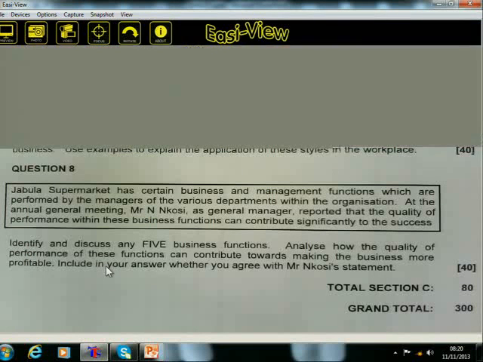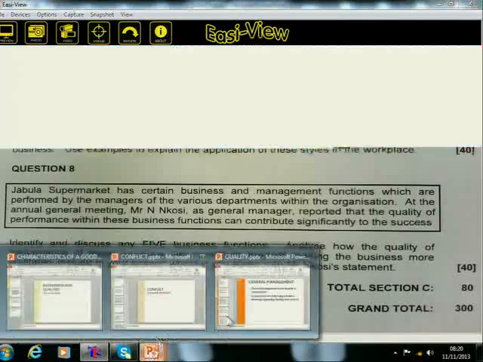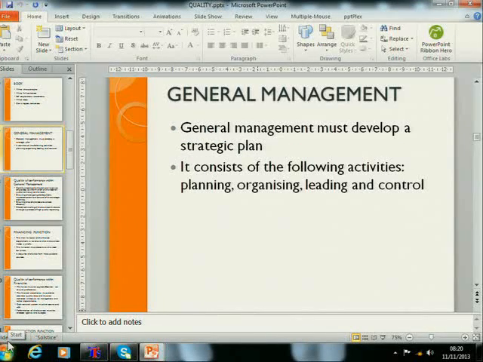In other words, after writing the function, let's say for an example, you write marketing function. You explain what is entailed in the marketing function, then you go on to talk about quality of performance within that marketing function. So that is what you've got to do in all the functions that you will talk about. Let's go back. You start maybe talking about general management. General management must develop a strategic plan, and it consists of the following activities: planning, organizing, leading, and control. This is just an explanation of what is entailed in general management. What is it that they are doing in general management? That's what you've got to do.